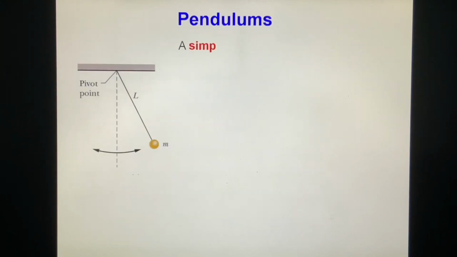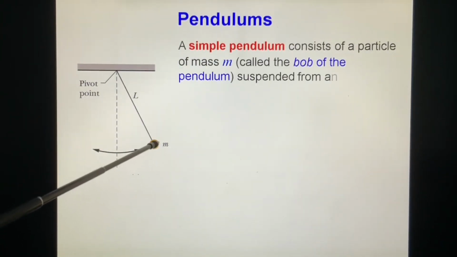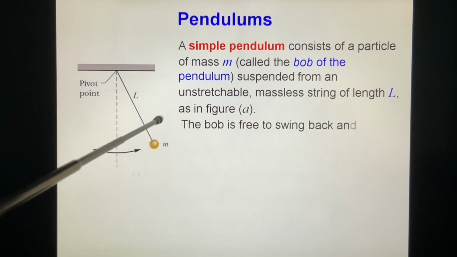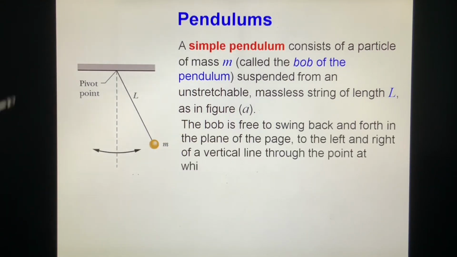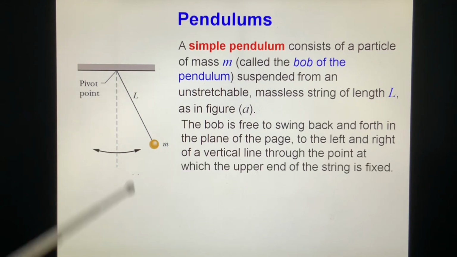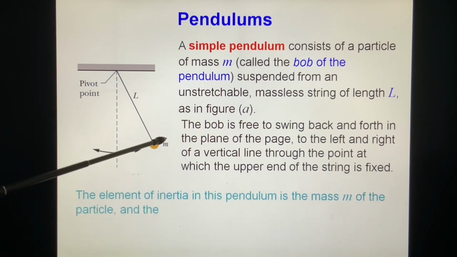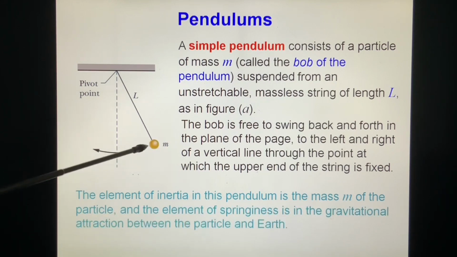Pendulums. A simple pendulum consists of a particle of mass m, called the bob of the pendulum, suspended from an unstretched massless string of length L at this point. The bob is free to swing back and forth in the plane of the page, to the left and to the right of a vertical line through the point at which the upper end of the string is fixed. The element of inertia in this pendulum is the mass of the particle, okay? And the element of springiness is the gravitational attraction between the particle and the earth. So it can vibrate; you have two elements.